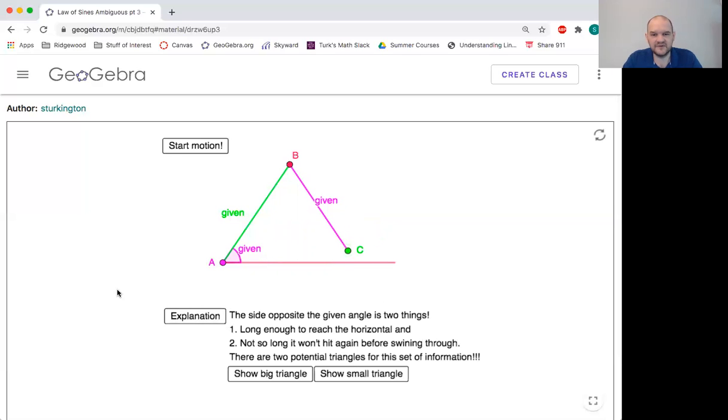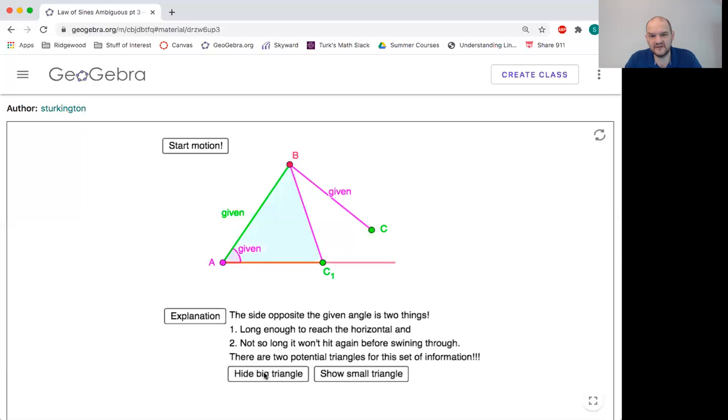Let me see what this says. Oh, look at this. We can see the triangles. So the side opposite the given angle is 2 things. It is long enough to reach the horizontal because it's longer than the height, and it is not so long that it won't hit again before swinging through. It is shorter than the other given side. So it's an inequality: you have height, side opposite, other given side. If it fits that, then you get 2 triangles.